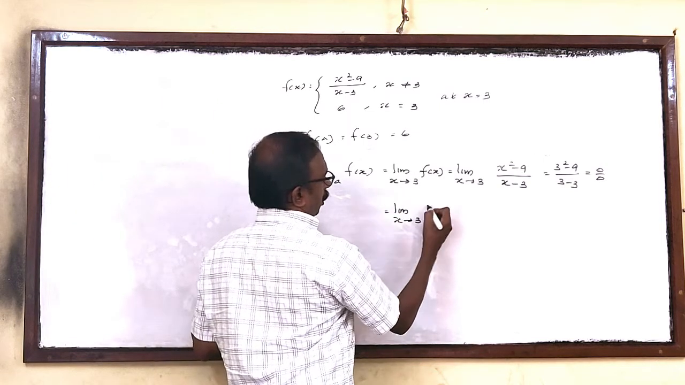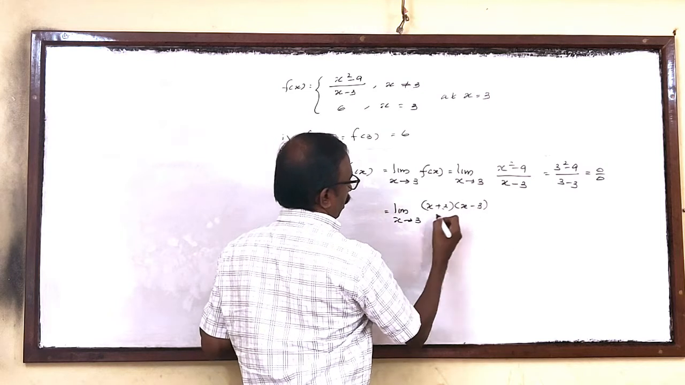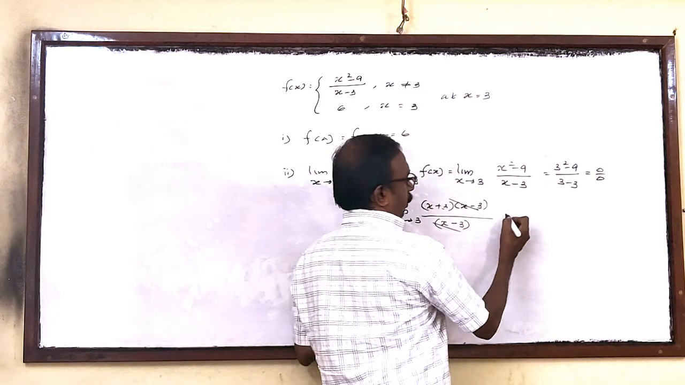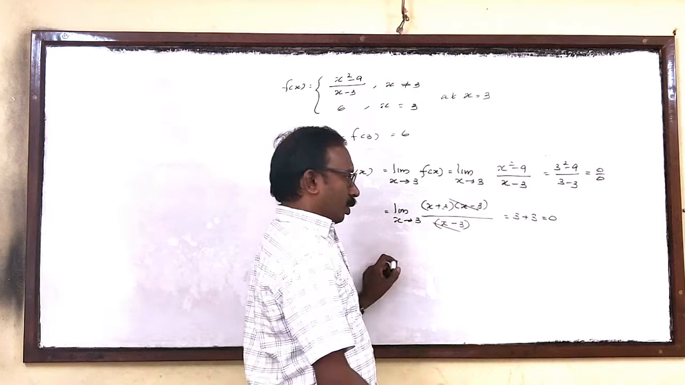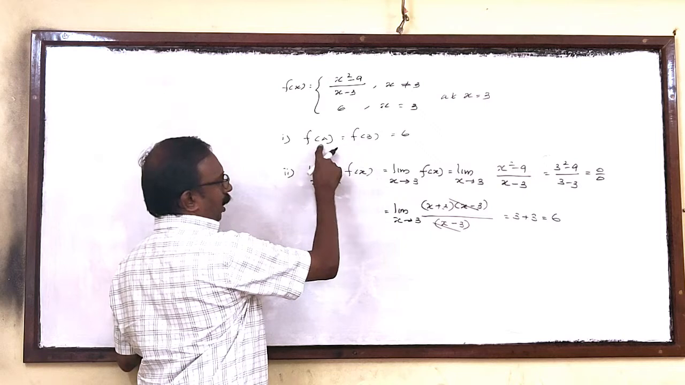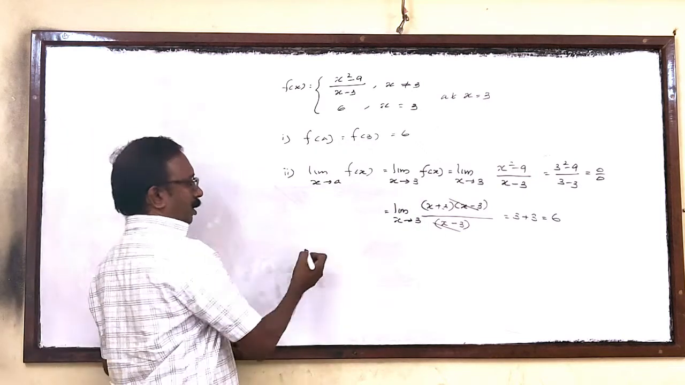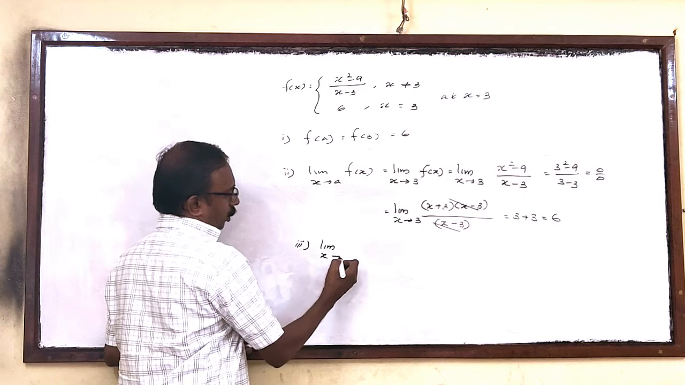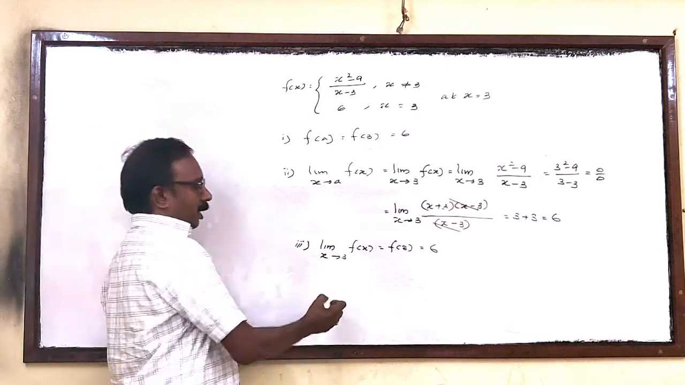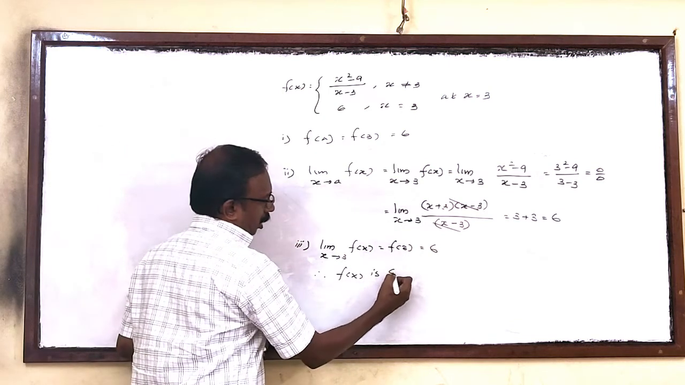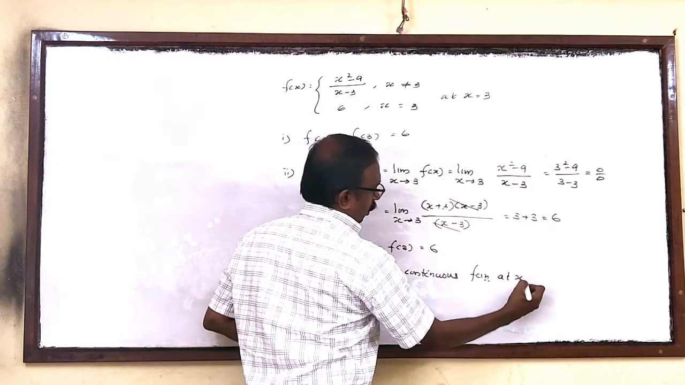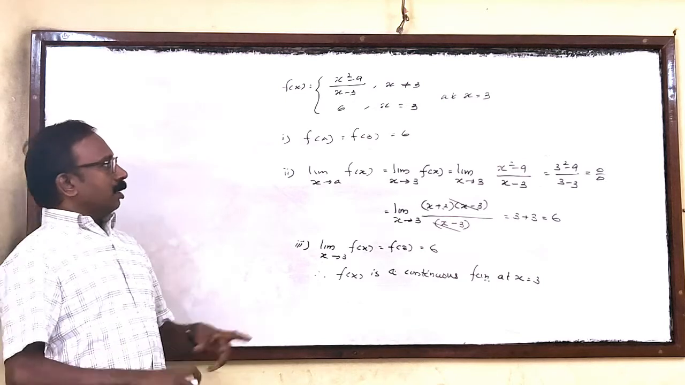Limit x tends to 3 of x plus 3 into x minus 3 divided by x minus 3. The x minus 3 and x minus 3 cancel. Now x is equal to 3, so 3 plus 3 is 6. And f of a, that is f of 3, is 6, the same as limit x tends to 3 of f of x. The condition limit x tends to 3 of f of x is equal to f of 3 is equal to 6 is satisfied. Therefore, f of x is a continuous function at x is equal to 3.